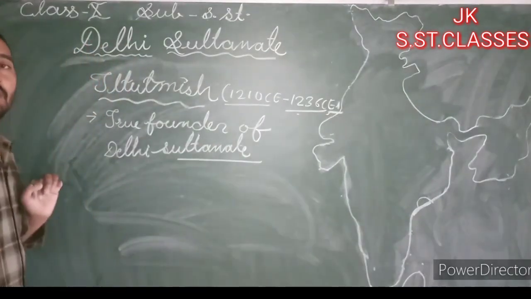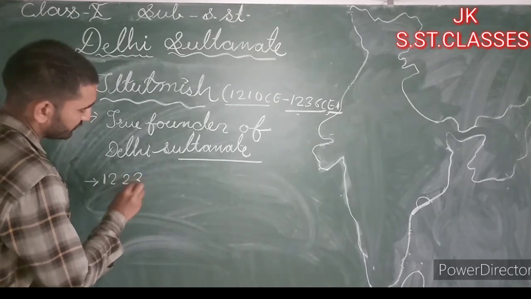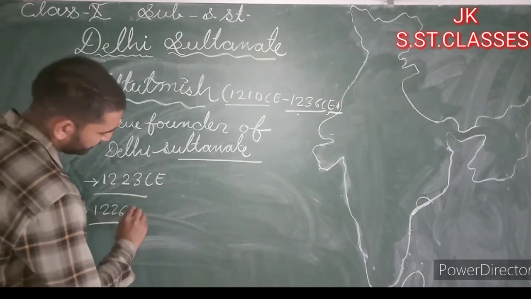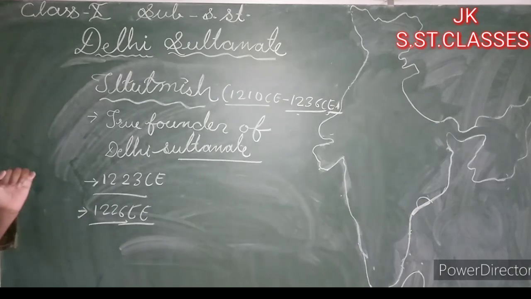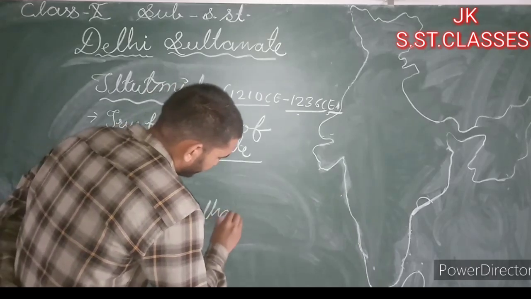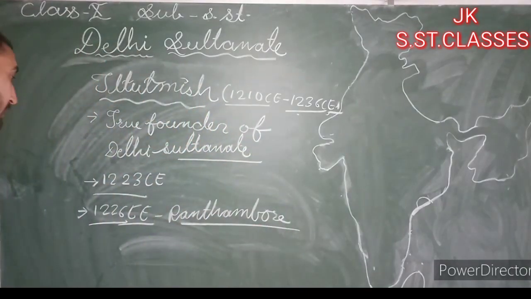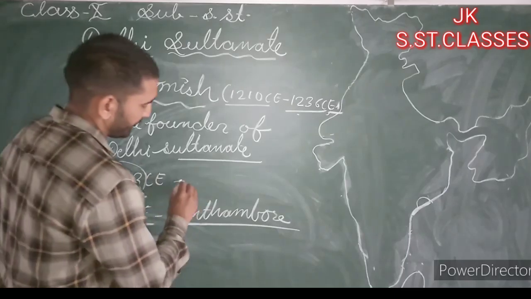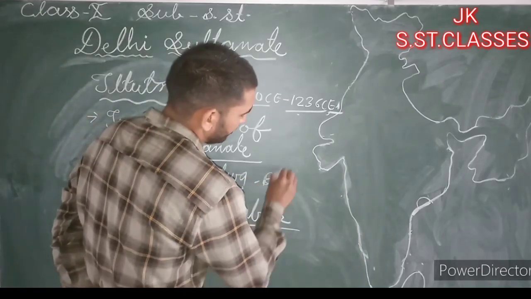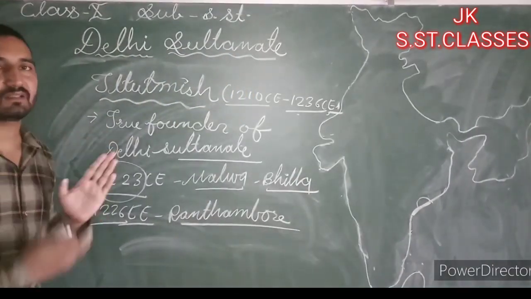Now the major victories of Iltutmish. First of all, 1223 Common Era, then 1226 Common Era. Two major victories are there related with Iltutmish. In 1226 Common Era, he invaded Ranthambore, or we can say that he conquered the region of Ranthambore. In 1223 Common Era, he invaded the region of Malwa and in this way conquered the Bhilsa. So two major victories are there related with Iltutmish.